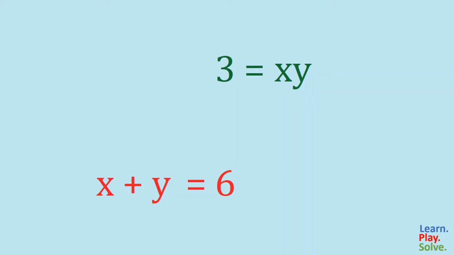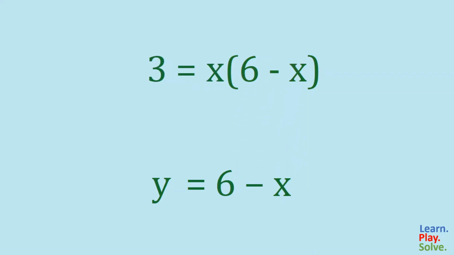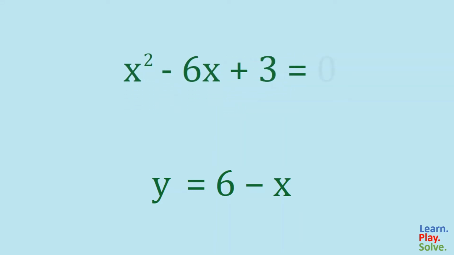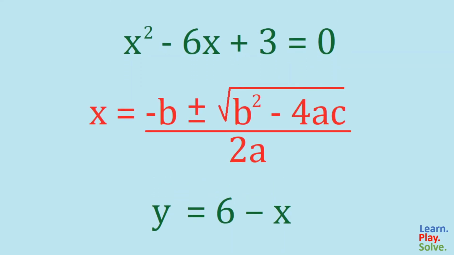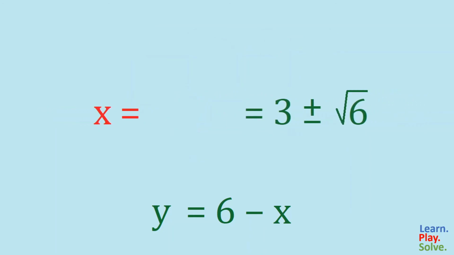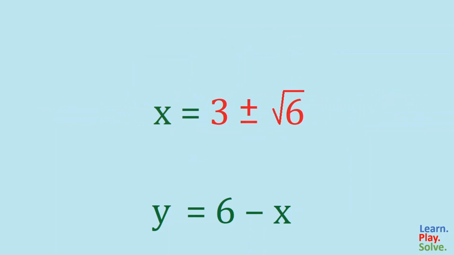Now if we solve the bottom equation for y by subtracting x from both sides, we get y equals 6 minus x. We can plug this in for y in the top equation, and then distribute the x. This gives us another quadratic. This one won't factor, but we can use the quadratic formula. If we plug in the appropriate values for a, b, and c, we'll get 3 plus or minus the square root of 6. This gives us a value for x, which we can then plug into the bottom equation.